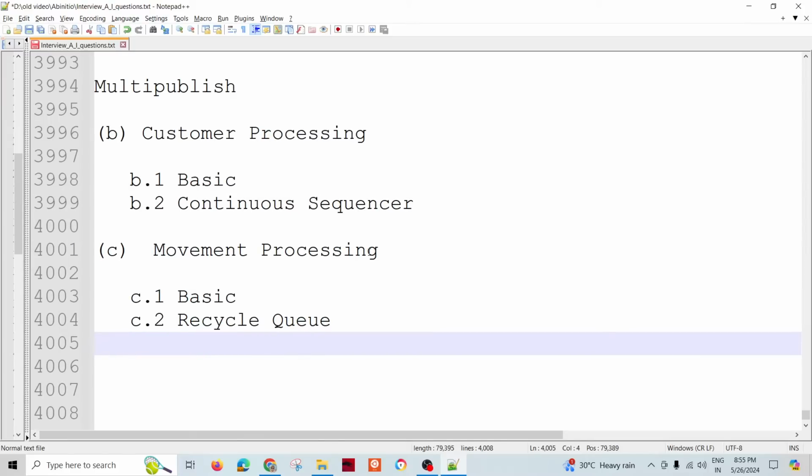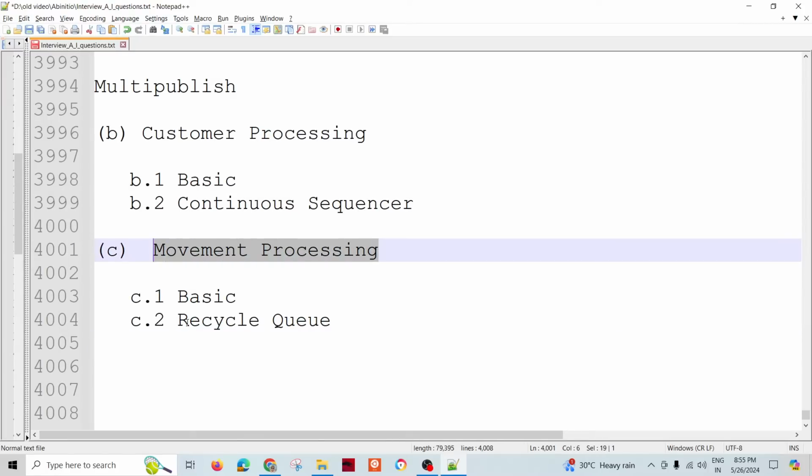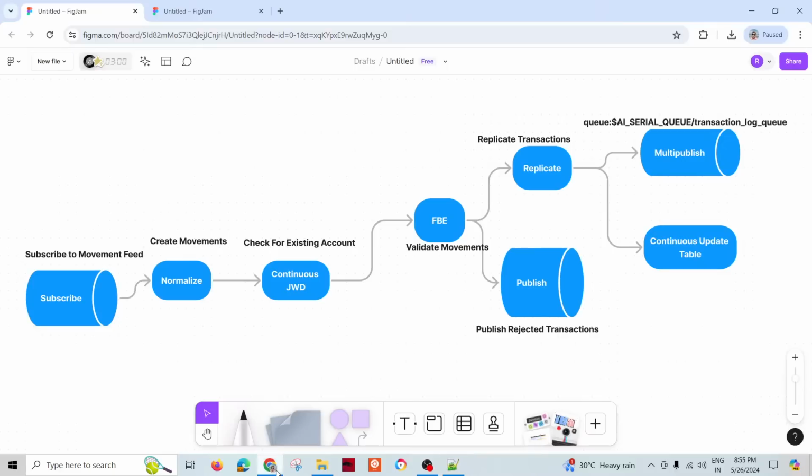The continuous processing is a very important component. So let's understand it. First of all, we are going to see the processing of the movement data, the transaction data. We know that transactions are going to be received in the queue, the AICDL queue, movement feed. The movement queue will be there, and based on that we will have a normalized component, based on the type of transaction.